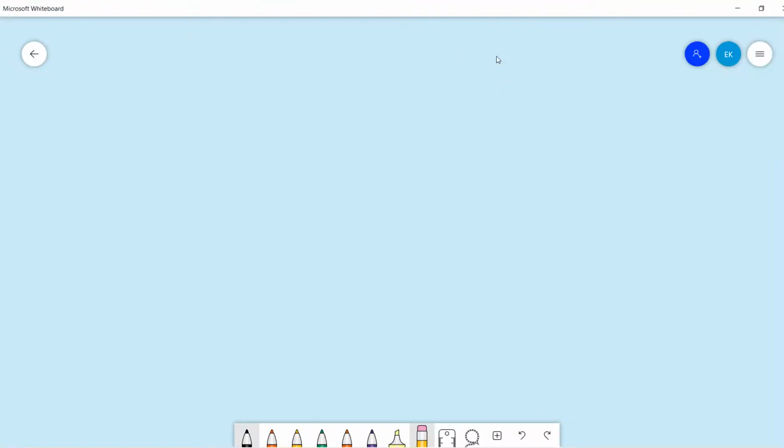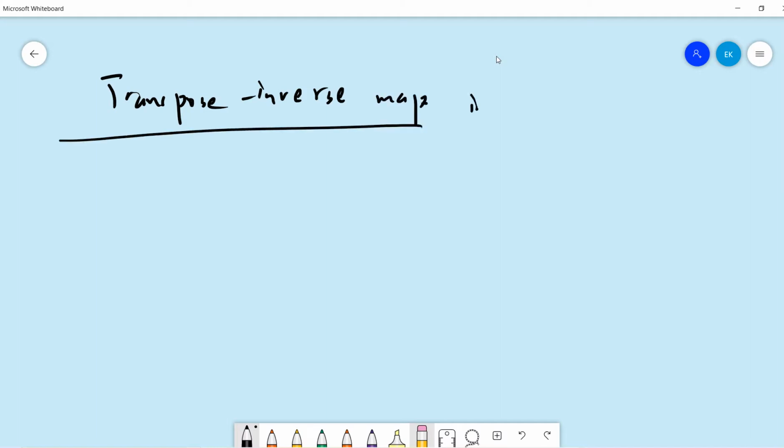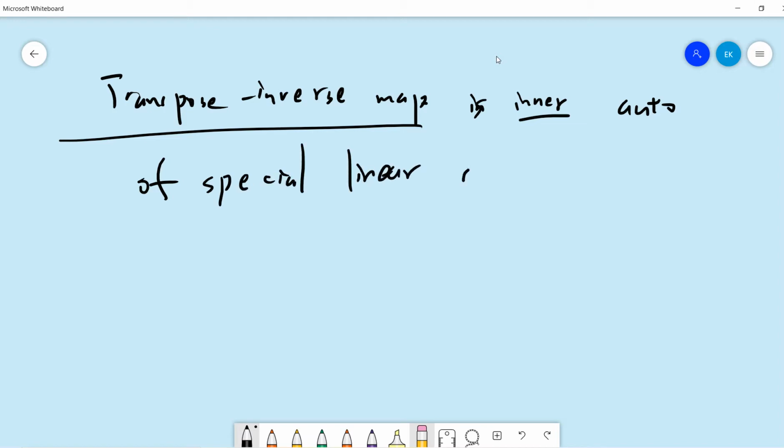Welcome, guys. In this video, we are trying to show this fact: the transpose inverse map. Maybe this is the first time you hear about this. It's an inner automorphism of a special linear group. So we will prove this fact and talk about what the meaning of it is.